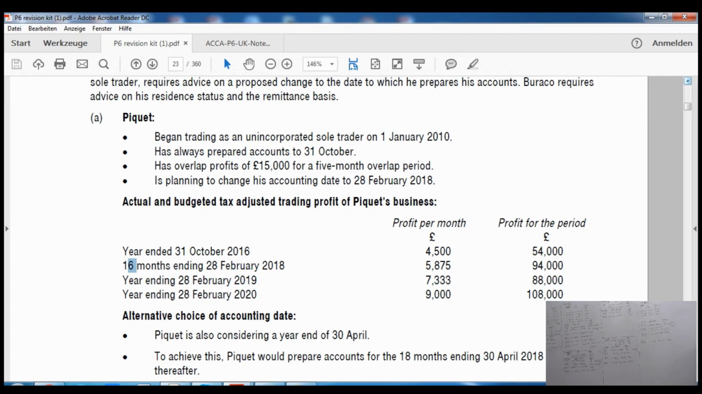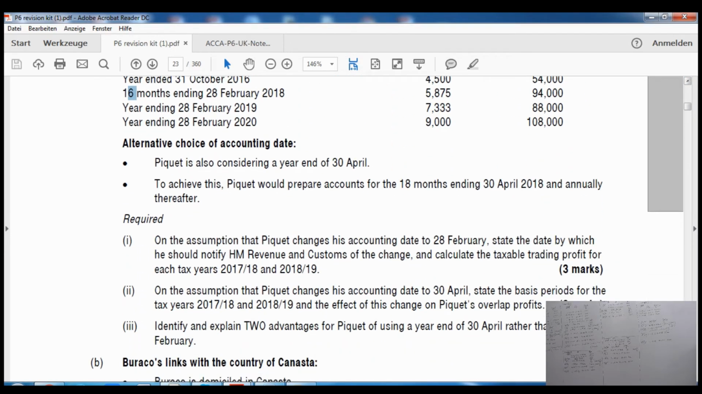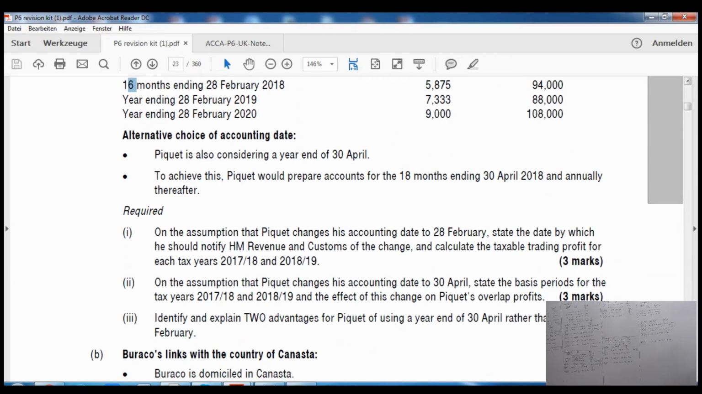Now, if you look at the next requirement, it says on the assumption that P changes his accounting date to 30th of April, state the basis period for the tax years 17-18 and 18-19, and the effect of this change on P's overlap profits. What would be the effect on the overlap profit? Whether overlap relief will be given, or whether it will be added to the previous overlap profits. So he wants to know that as well. Now it is totally different from the previous requirement because he is making an assumption about the 30th of April.